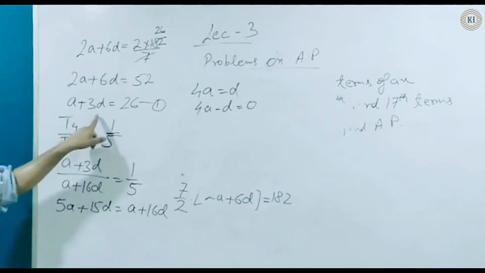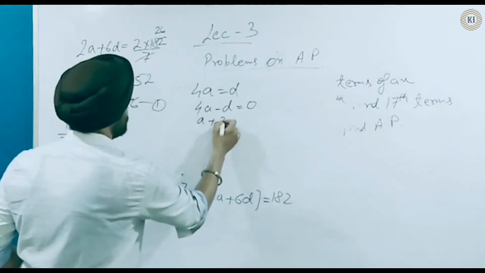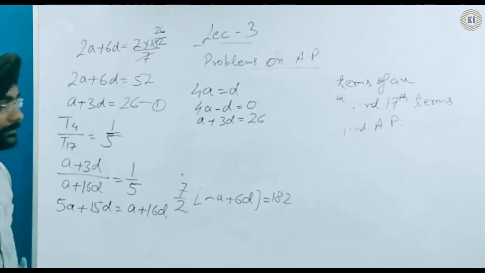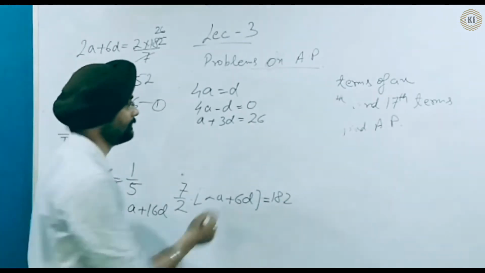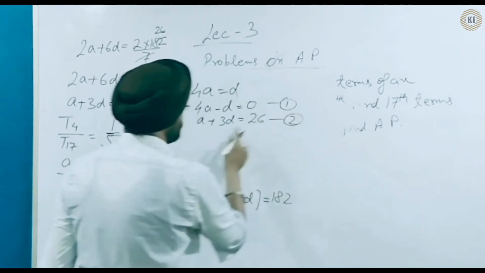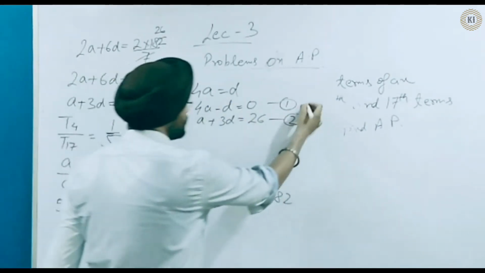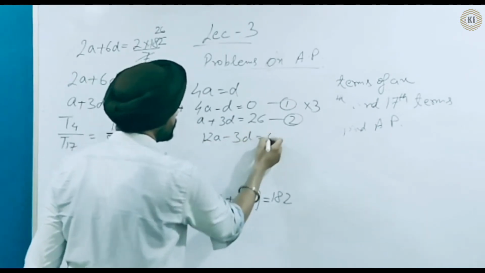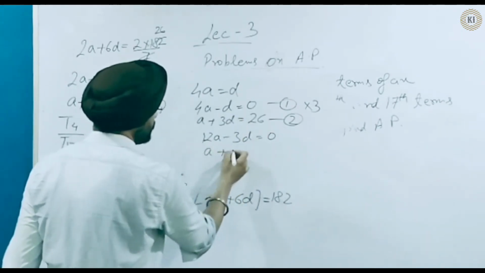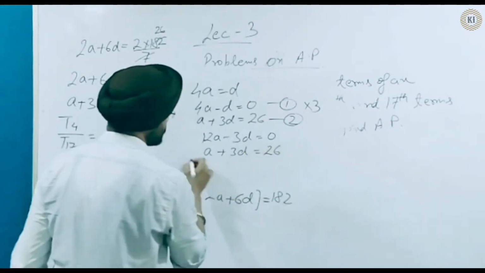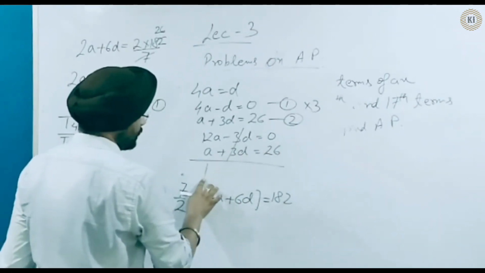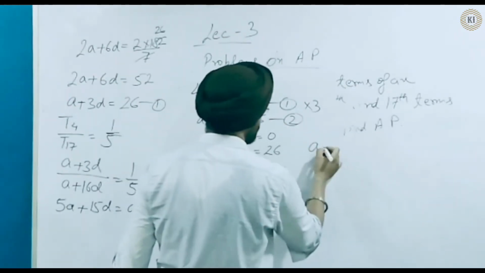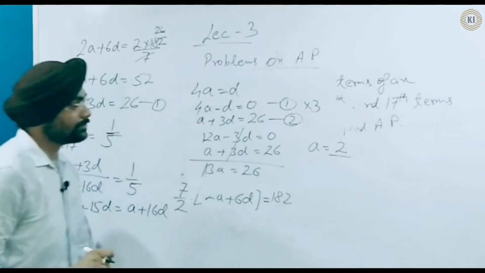Now the first equation is a plus 3d equals 26. When we solve it simultaneously, we will get the values of a and d. The second equation we multiply by 3. It will come 12a minus 3d equals 0, and a plus 3d will be equal to 26. Plus and minus cancel. 12a plus a will be 13a equals 26. Value of a will be 2.